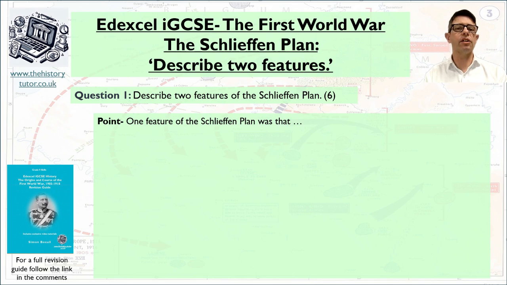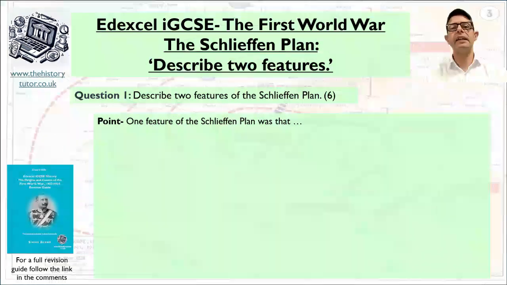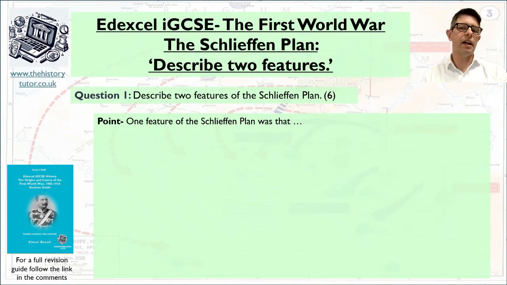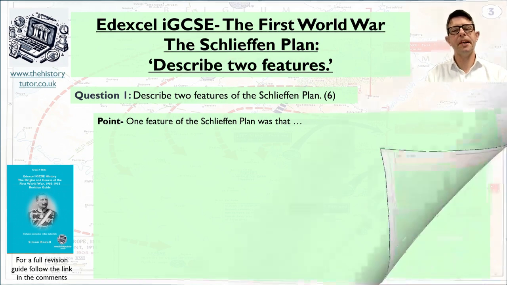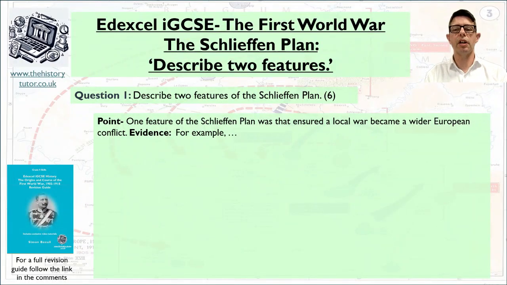Okay, so now we're going to talk about our first point, which was expanding the war and unleashing the alliance system. So how are you going to make a point for that? Pause me now and have a think about your opening point. Okay, so I've said one feature of the Schlieffen Plan was that it ensured a local war became a much bigger, wider European conflict. Okay, nice and easy. So now we need some evidence to back that up. So have a look through your evidence, your ideas about Schlieffen Plan, and describe how a local war became a wider conflict. Away you go.